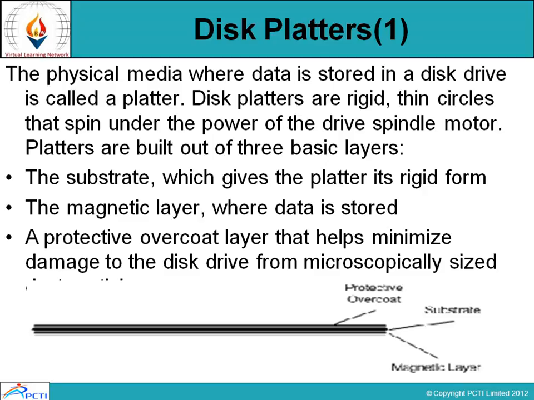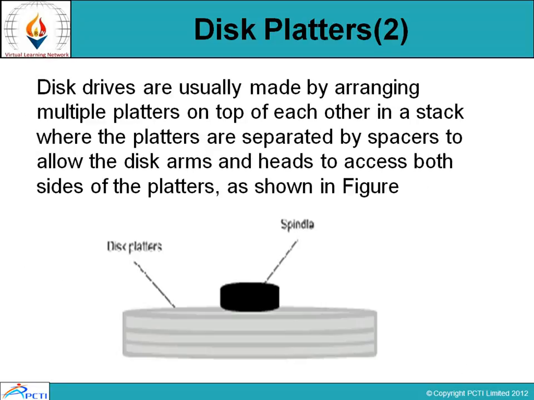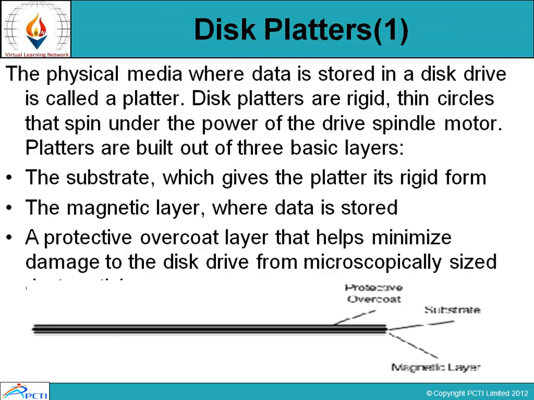And now we would like to discuss the magnetic layer. Sorry, before that I will tell more about the magnetic layer. Most disk drives today use film technology.